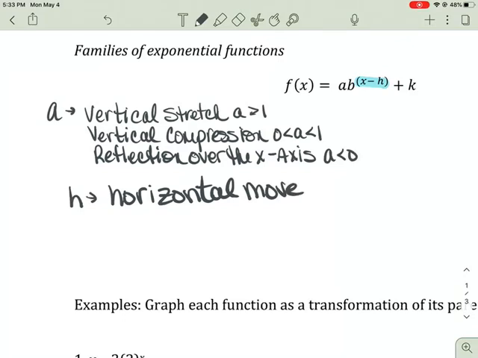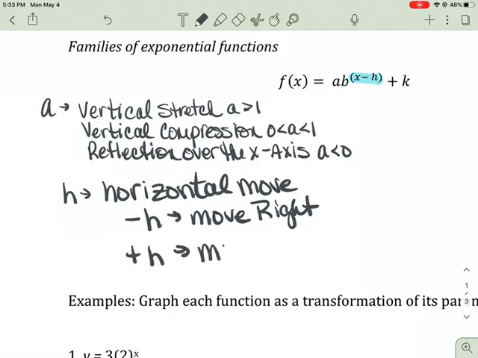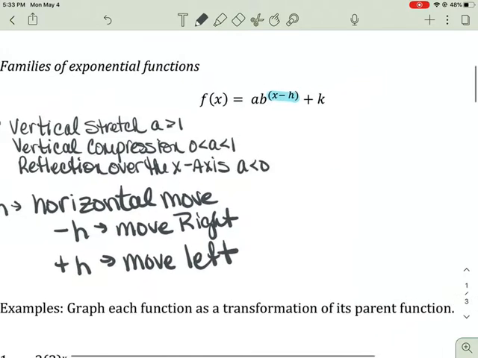And again, it's inside the parentheses, so it's opposite of directions. So if it says minus h, that is move to the right. If it says plus h, we're going to move left.